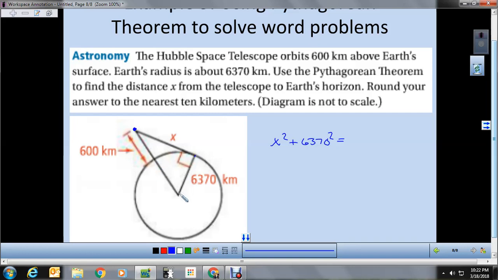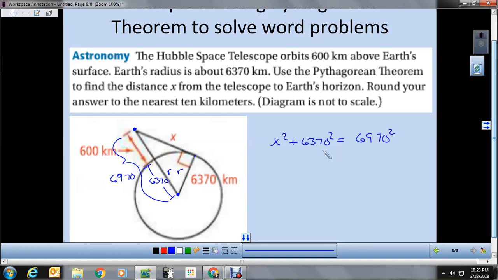Because this is the radius, and a radius goes from the center of any circle to any point on the circle, that means this is also a radius. These are both radii, which means this is also 6,370 from here all the way to here. So we have to add these two together, and when we add those together, we get 6,970 kilometers. That means it goes from here all the way down to here. So now that gives us our hypotenuse, which means we're going to be squaring 6,970.